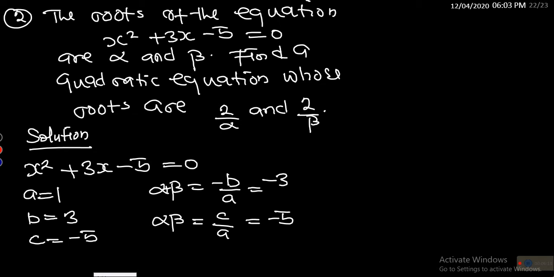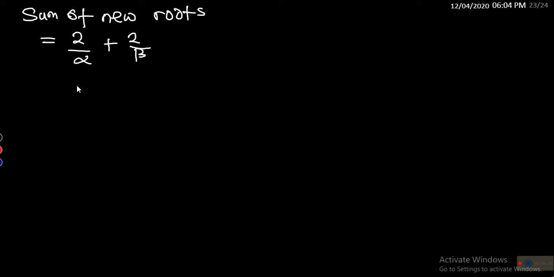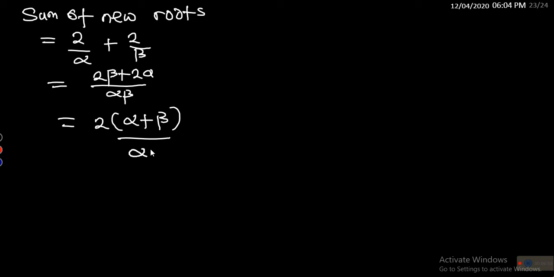Okay, so that will lead us into step 2. Step 2, you find the sum of new roots and product of new roots. Sum of new roots, it is given there as 2 over alpha plus 2 over beta. So writing this in terms of alpha, beta, and alpha plus beta, we have alpha beta into 2 beta plus 2 alpha, which will give us 2 into alpha plus beta all over alpha beta.